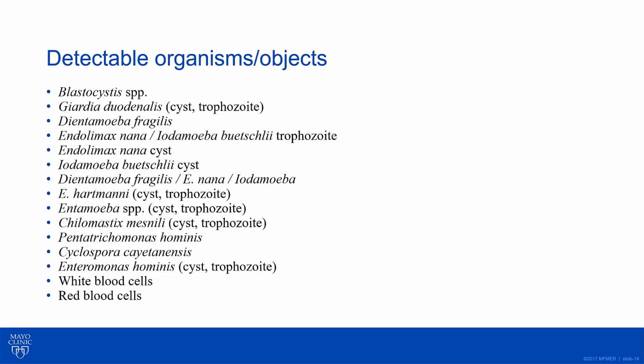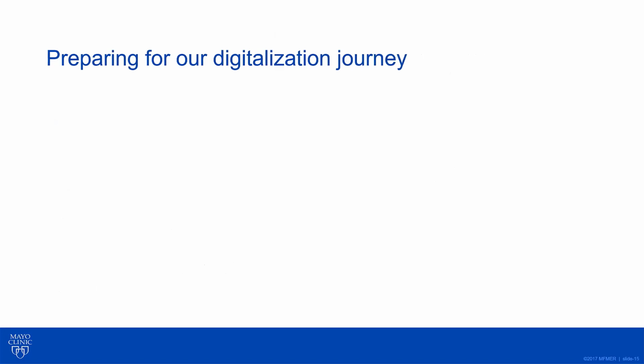These are the organisms that are detectable by the Techcyte algorithm. And you can see it's the normal culprits. It's almost all of the protozoan parasites that you could find on a trichrome stained stool specimen.